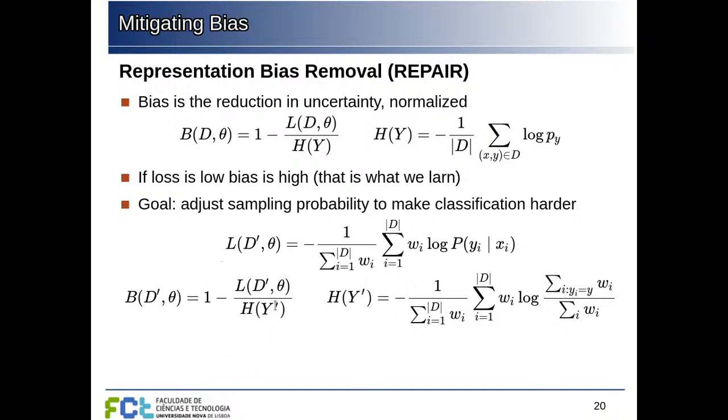So the goal of repair is to find weights for all the examples that will change the probability of that example being chosen for training the network. So when we are getting examples from the training set to train the network, those with larger weights would have higher probability and come up more often, and those that have lower weights will have a lower probability and come up less often.